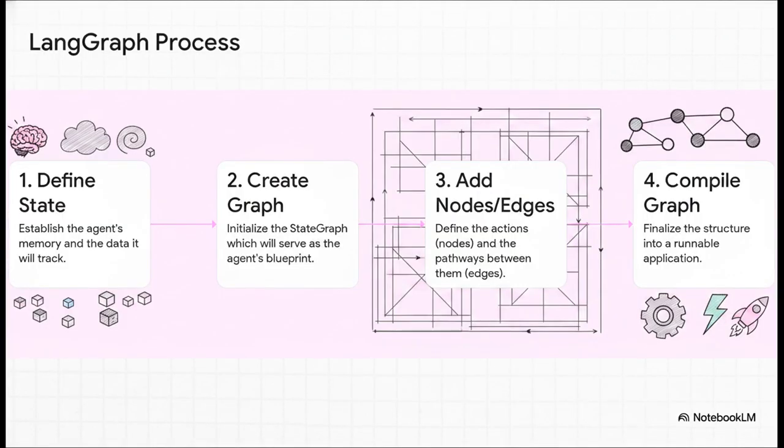And building with LangGraph is a very deliberate 4-step process. You can see it right here. First, you define the state. Just think of this as the agent's short-term memory. What does it need to keep track of? Then, you create the graph itself. You add your action steps as nodes, and you draw the lines or edges between them. And finally, you compile it all into a runnable app. It really forces you to think through the logic.